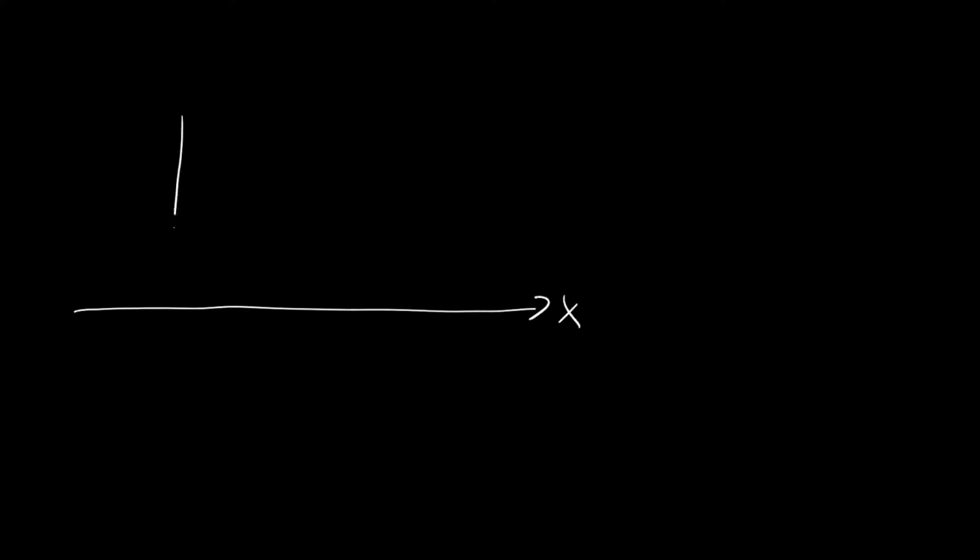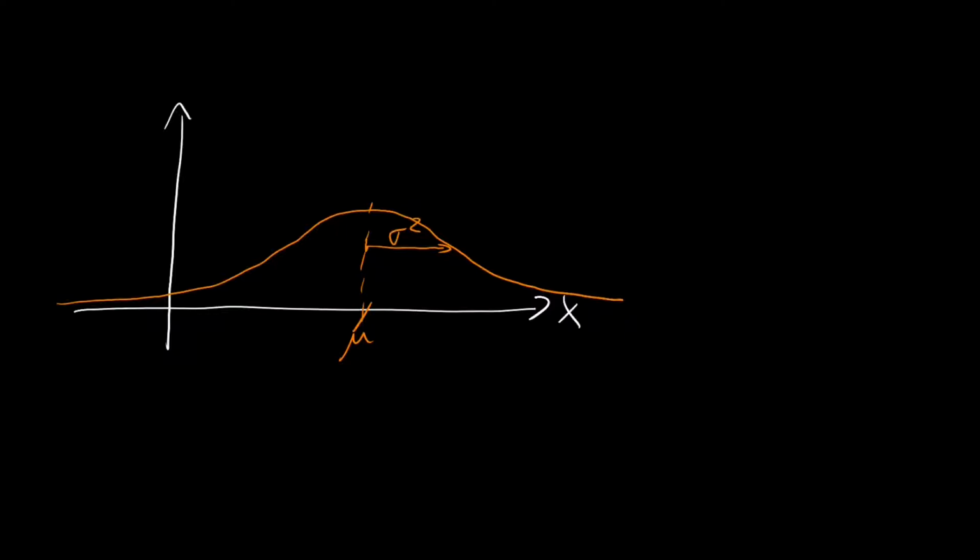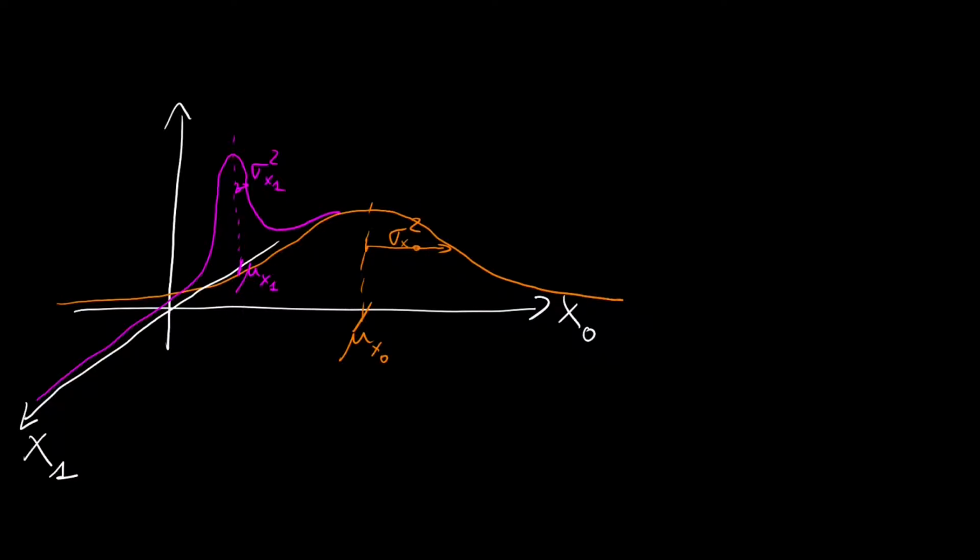You have a random variable x, which is normally distributed with its mean mu and its variance sigma squared. Now there is another random variable. Let's call this x1, so the other one is x0. It's also normally distributed, but with a different mu and a different sigma squared.